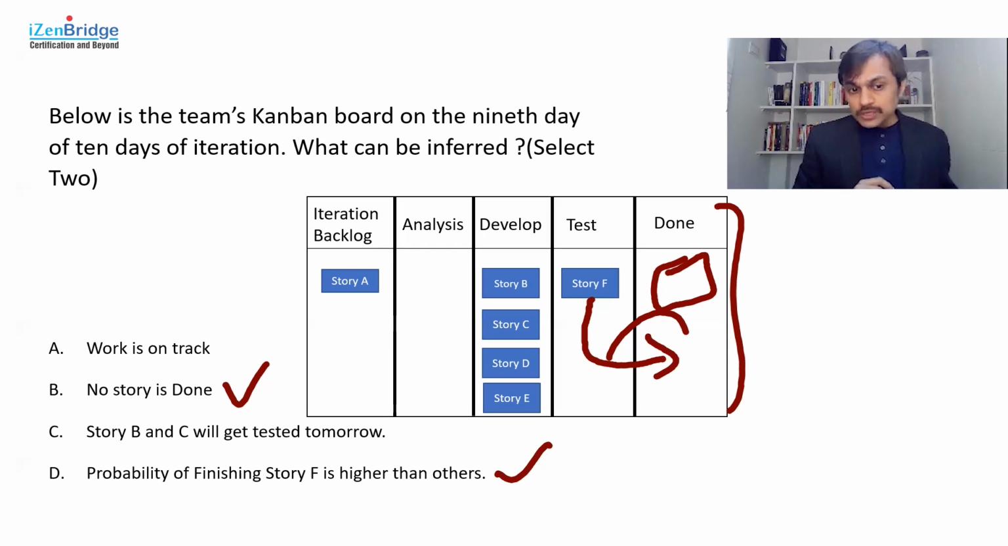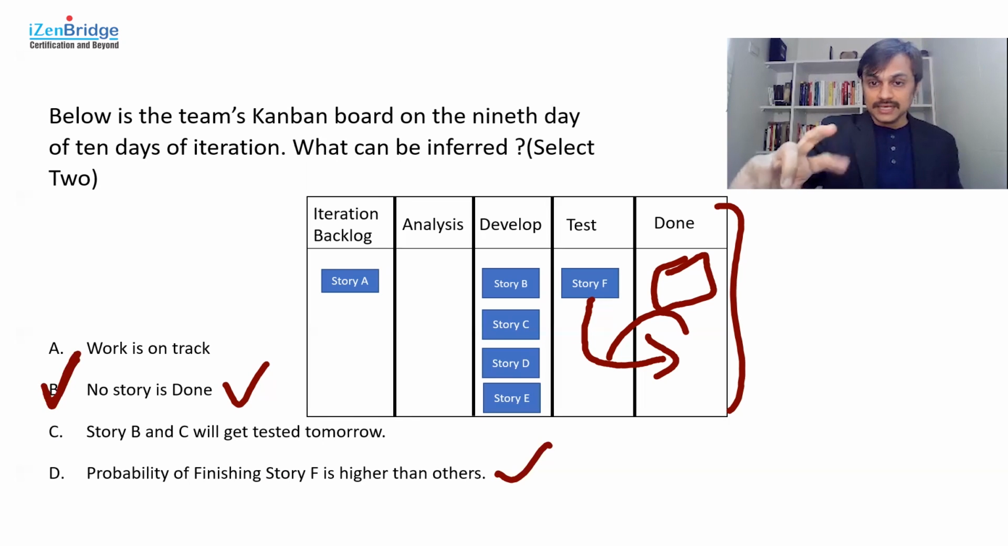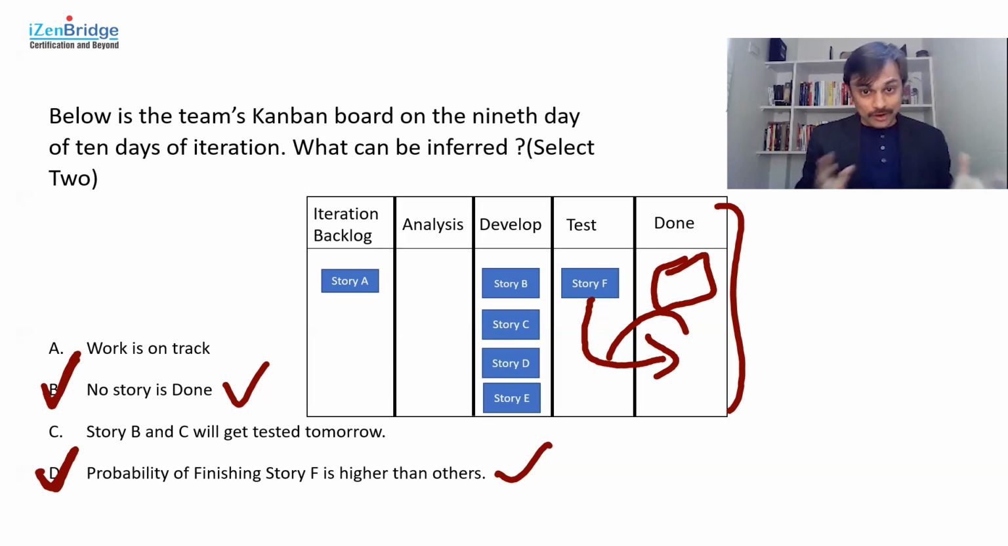And story B and C will get tested tomorrow is also very difficult to say from the board. So with this Kanban board, this was a very concrete answer. The only challenge we had was finding the second possible guess out of this board, and that's something we picked up as option D. So options B and D are my options. You may have your options and reasons for it, but these are the two options I would select if I faced such a question in the exam.